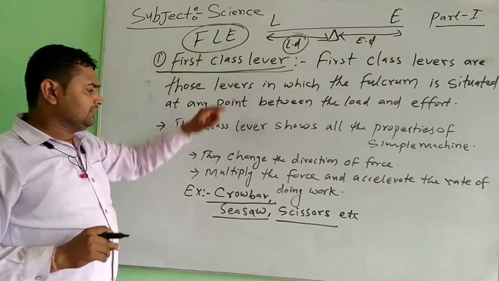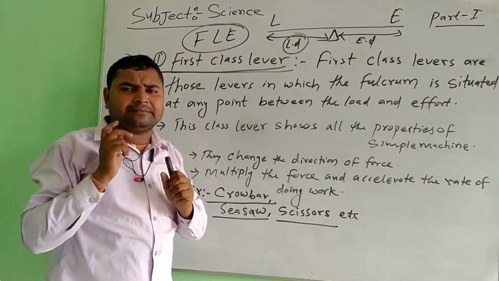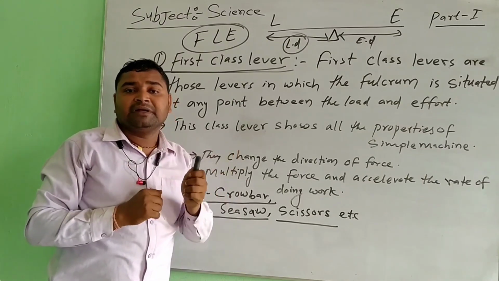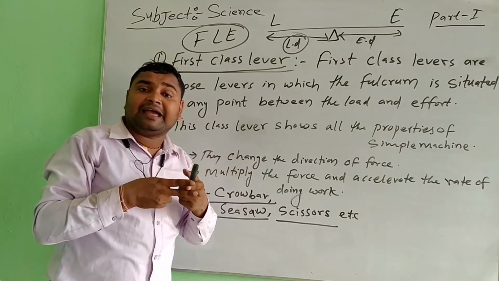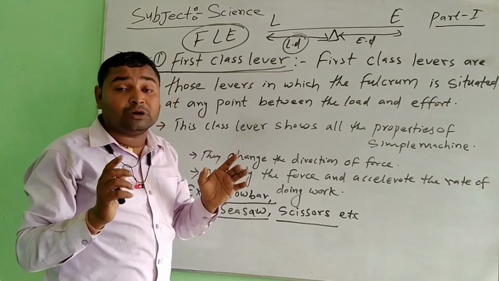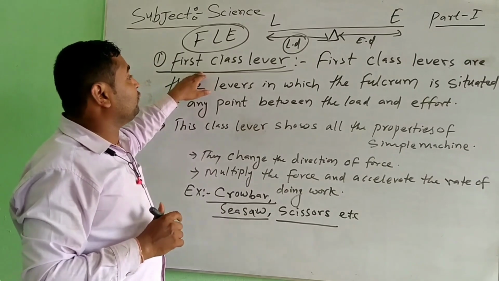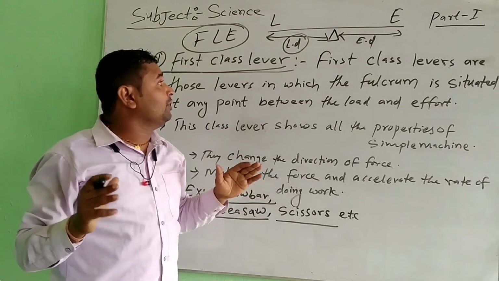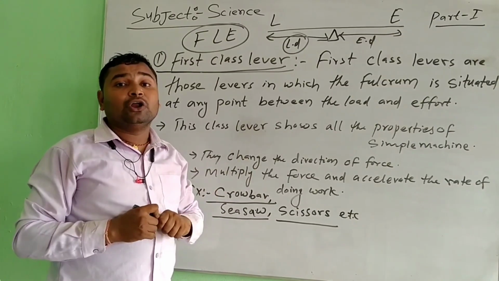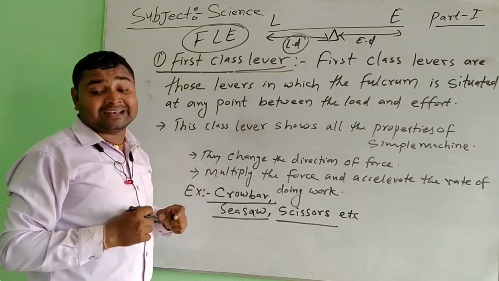That is the first class lever. The best example: have you seen scissors? In the scissors we have seen that in the middle there is a fulcrum, at the tip the load is applied, and at the other side the effort is applied. You have seen scissors in your home also. That is the best example of the first class lever. So the first class lever means the fulcrum lies at any point between the effort and the load.